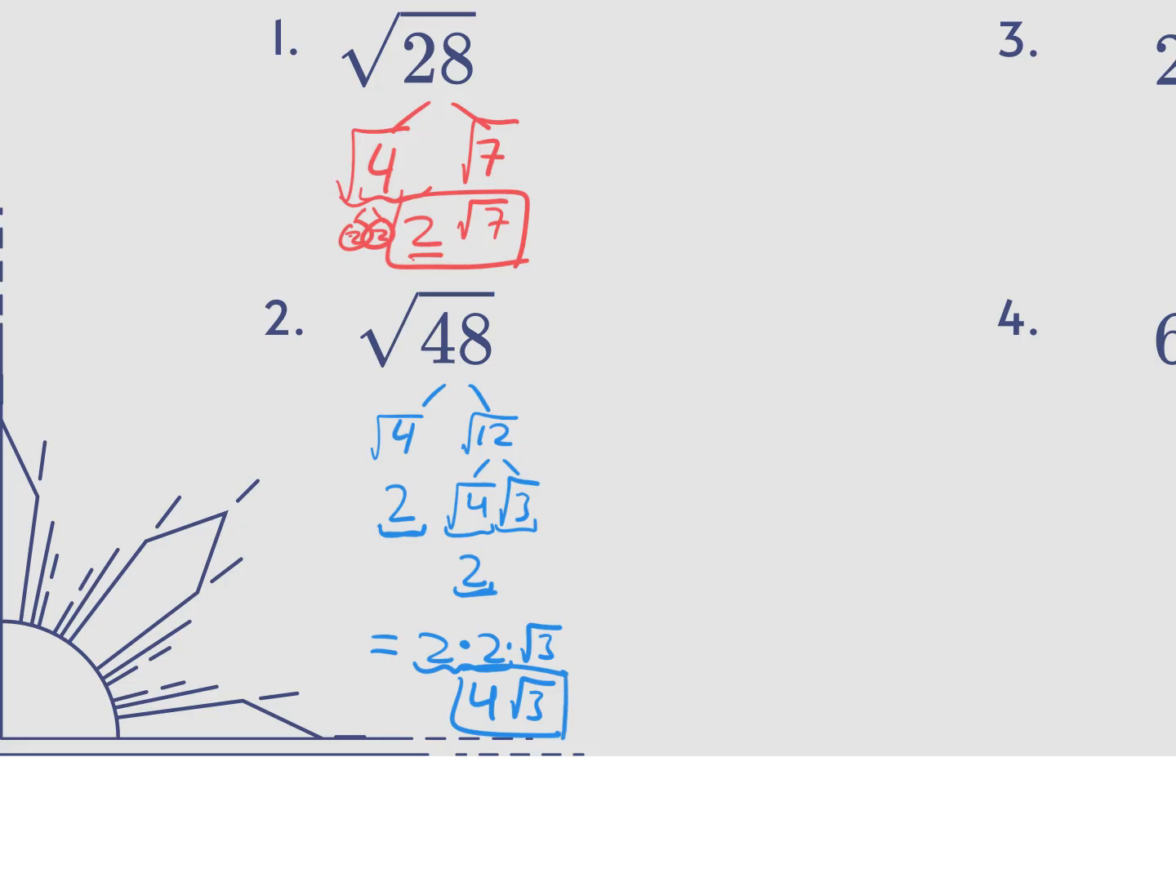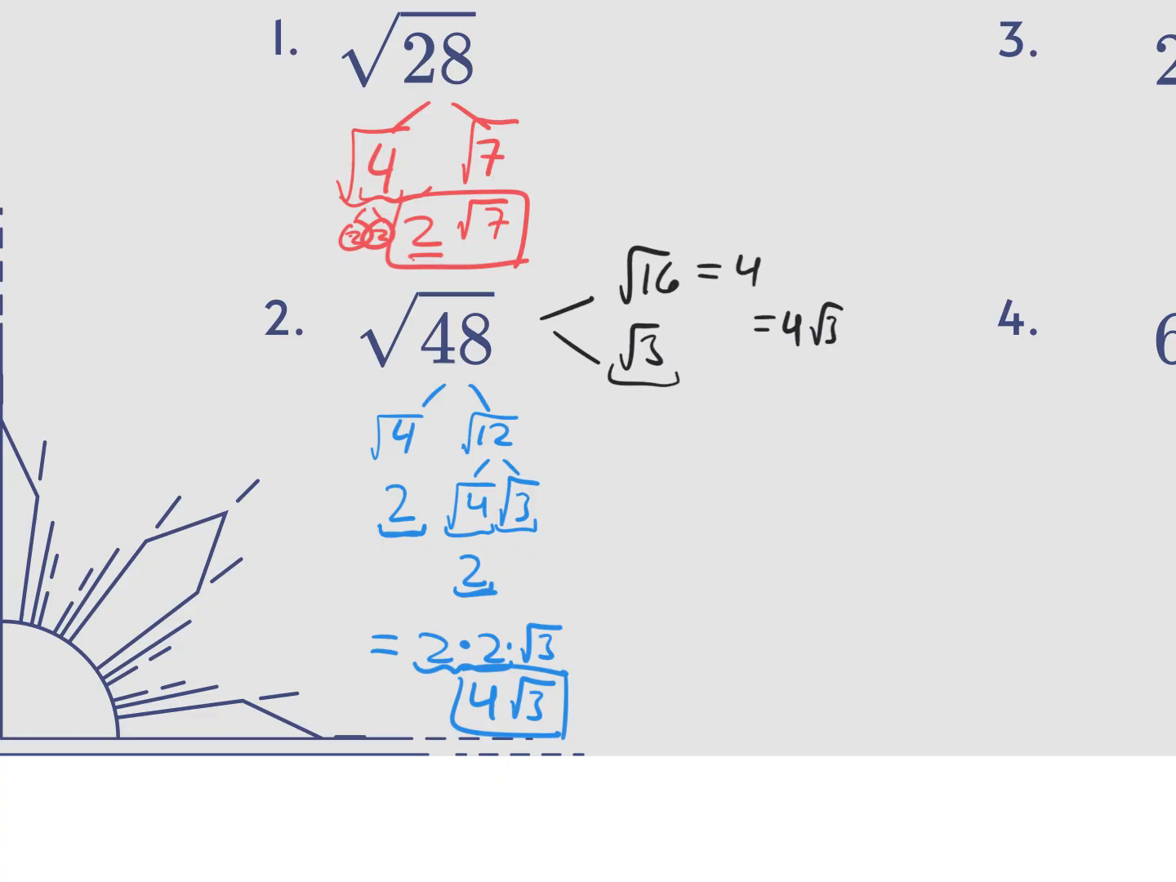It's easiest if you know the perfect roots that could be a factor, right? With 48, some of you might be able to see that this is the square root of 16 and the square root of 3, and that the square root of 16 is 4, and you can't simplify the square root of 3, so you immediately get 4 square root of 3.